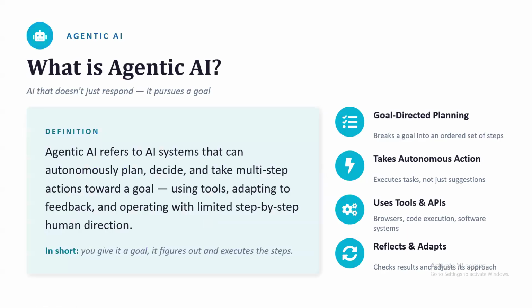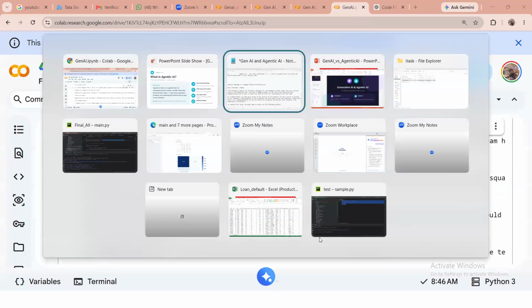What is agentic AI? This is where we will focus more. It is a system that autonomously plans and decides, takes multi-step action towards a goal, using tools, adapting to feedback, and operating with limited step-by-step human direction. You give it a goal and it figures out and executes the steps. So with agentic AI, you give a task and it decides what steps need to be taken. Based on that, it will take action. Are you following with me, guys?